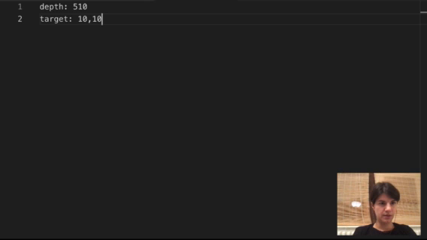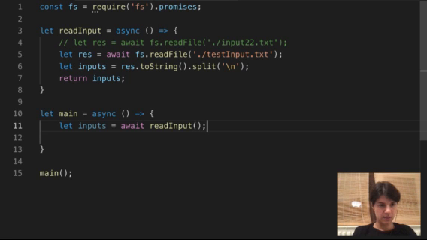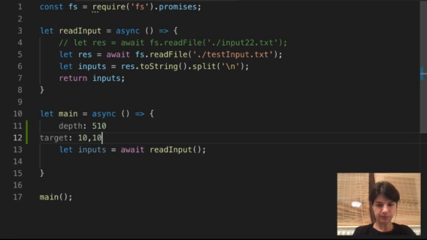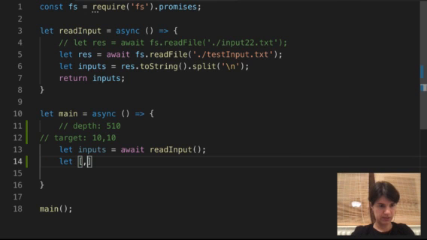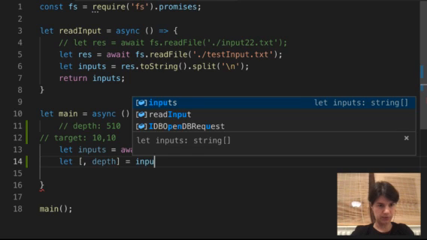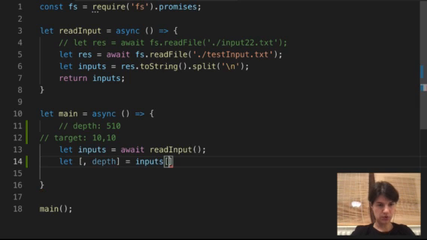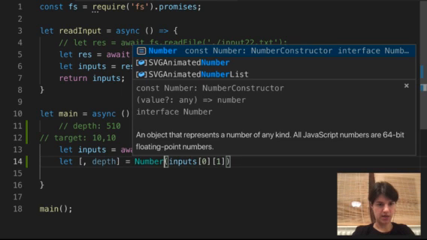So let's read these inputs. So we have the inputs. Let depth be equal to inputs of 0. So that's the first row. And from the first row, we want the second entry, and we're wrapping that into a number. And then we want the target.